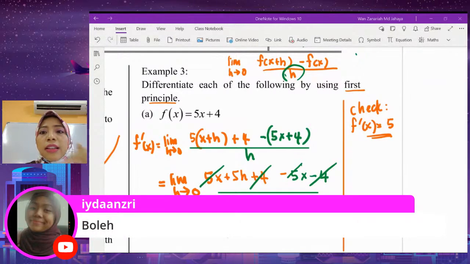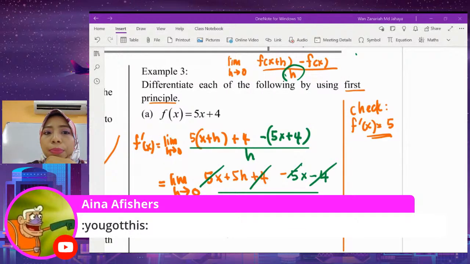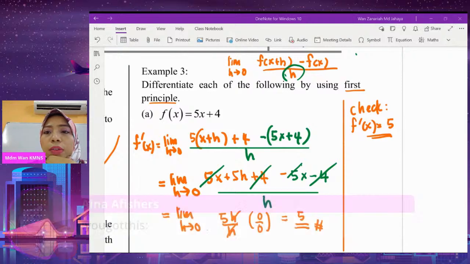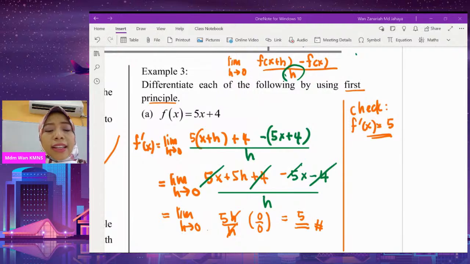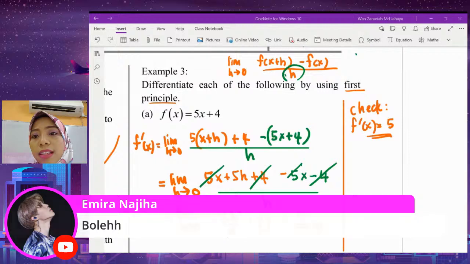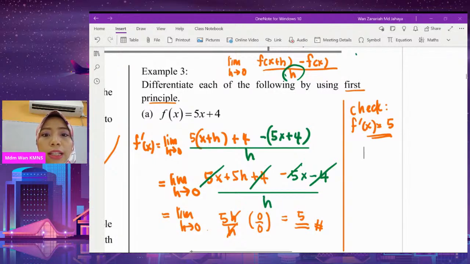Can? Do you now understand clearly what it means to differentiate a function using first principle? Using first principle, boleh ke tidak? Boleh? Amira Najiha? Okay, very good. So now I am going to continue this method using first principle. All right, let's do this together. Just now we looked at the linear function. Okay, Amira said can. Alhamdulillah. I continue.